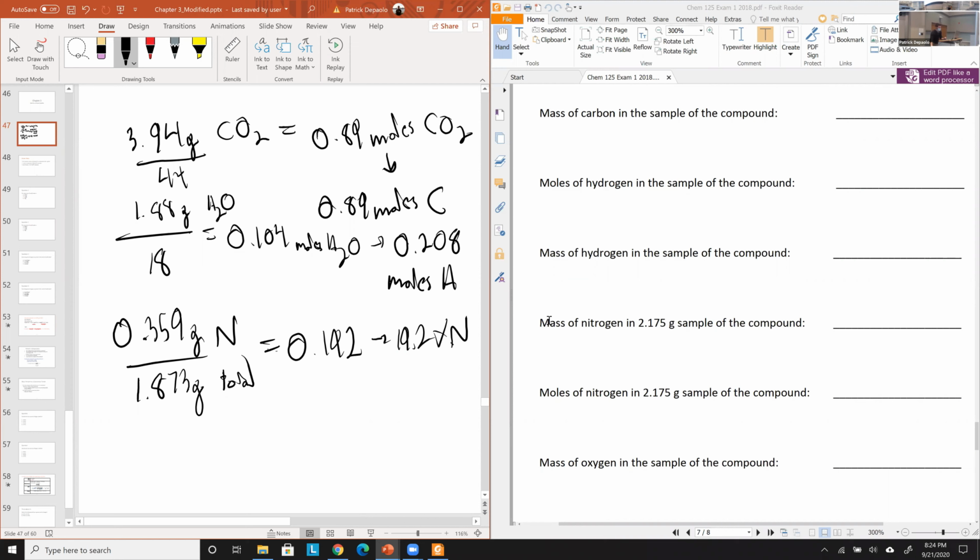So we take 2.175 multiplied by our percent, 0.192 of nitrogen, and we get 0.42 grams of nitrogen in the sample.